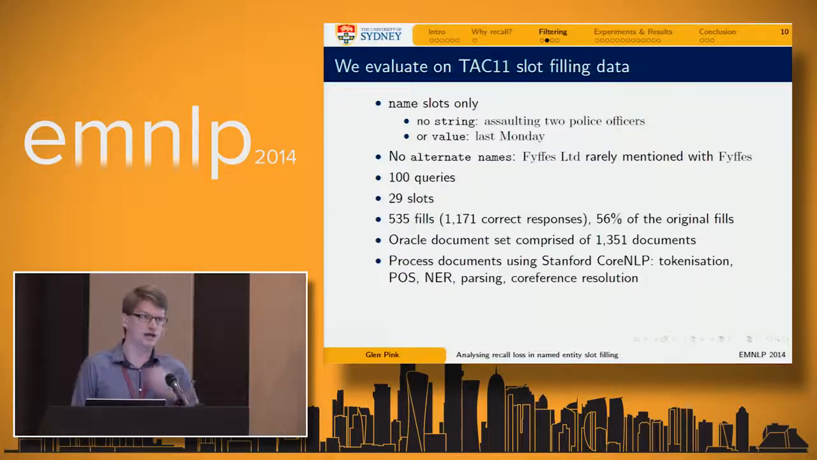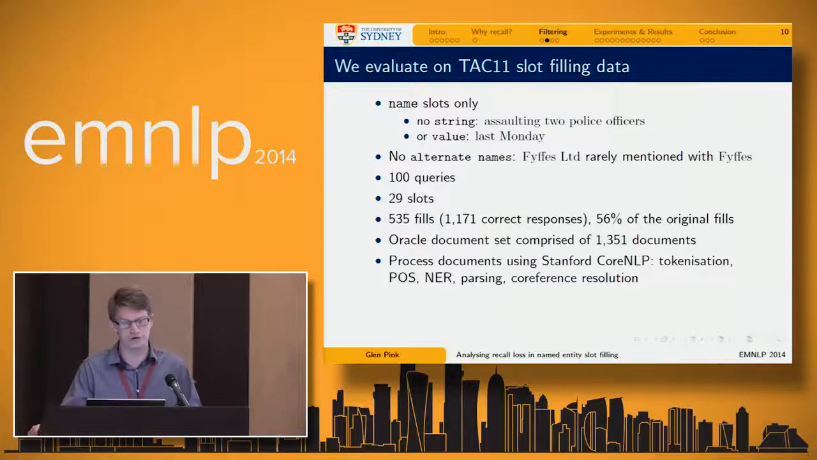And while dates are relatively easy to extract, they require normalization and further processing, so we don't evaluate on those here. We also don't evaluate on alternate names because they often appear in a different format in text. And so we're looking at 100 queries over 29 slots with 535 fills that we're looking for.